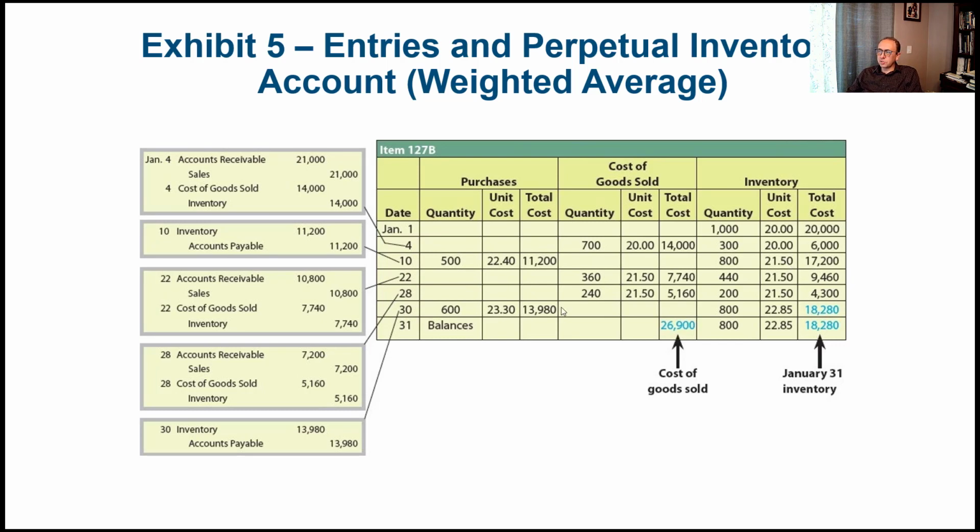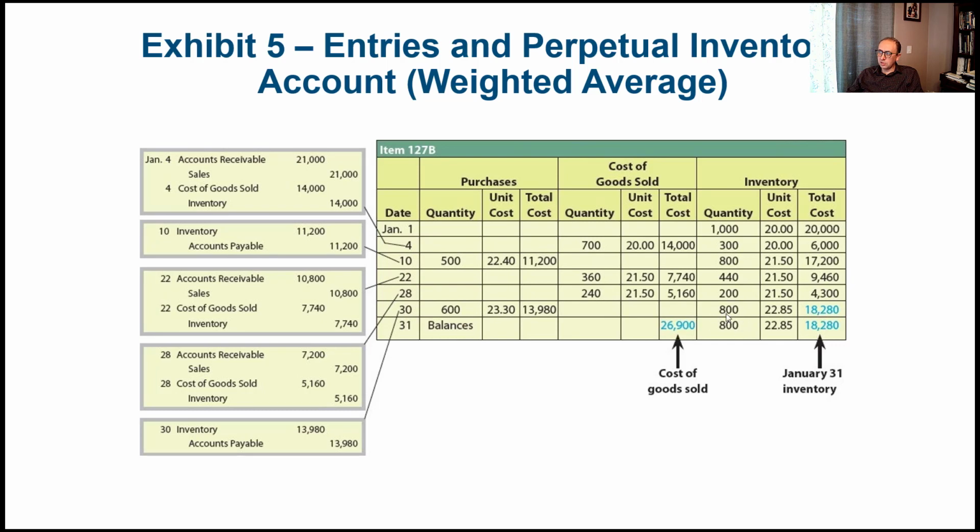Then we sold 360 and 240. So the 360 at $21.50 and the 240 at $21.50. You see here these are two separate transactions, and they reduce our balance from 800 to 440 to 200. And then in the last transaction we purchased 600 units at $23.30 for a total of 13,980. We do the same thing. Take the 13,980 plus the 4,300. That will give us a total of 18,280. And now we have 200 units plus 600 units.